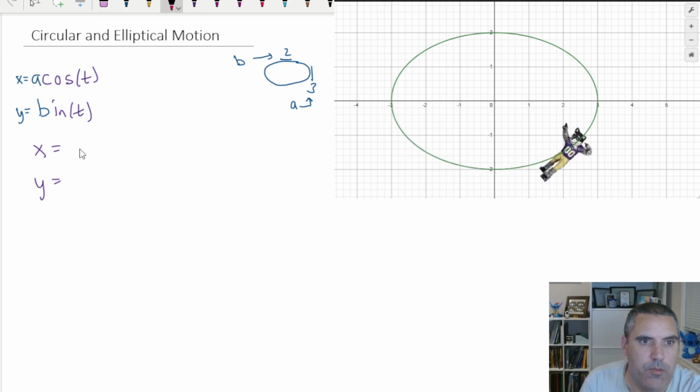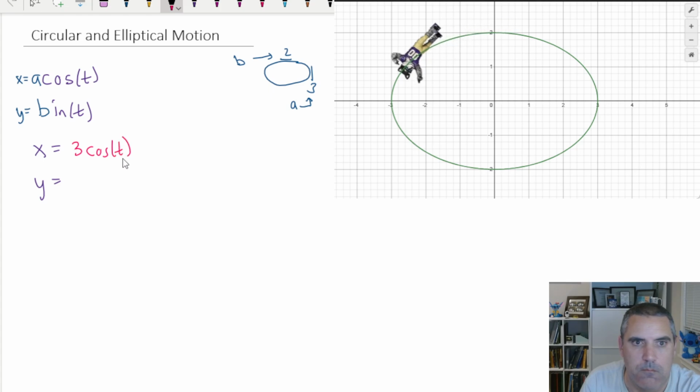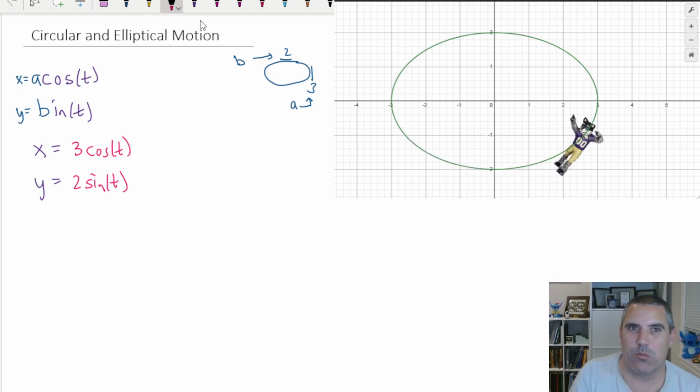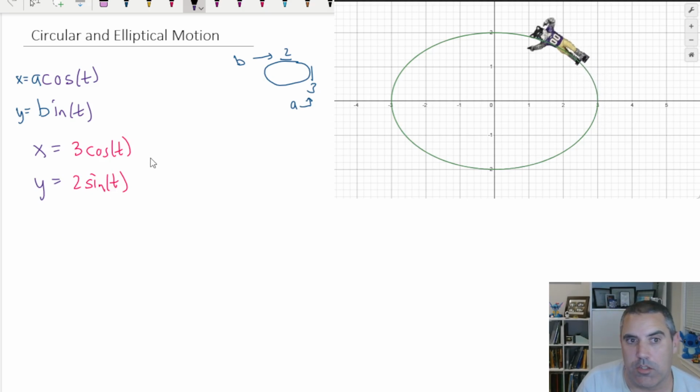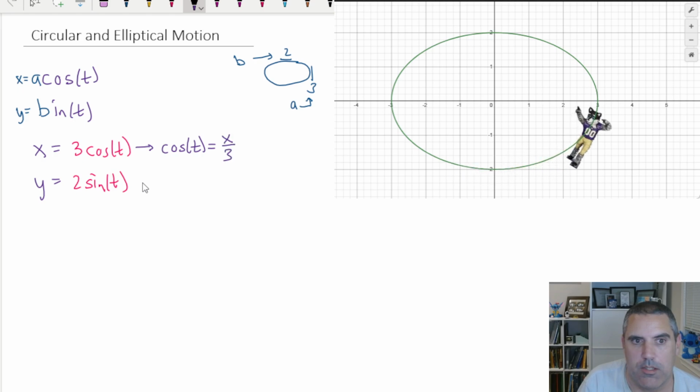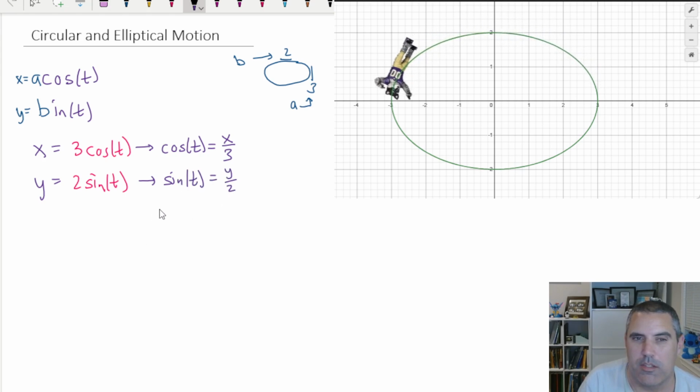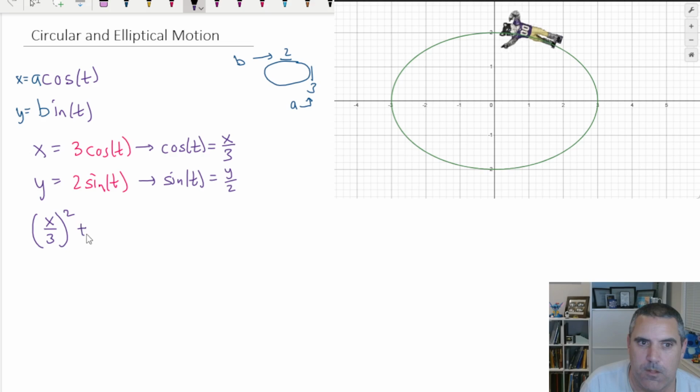Here I would have 3 cosine of t and 2 sine of t. You might say, well, you can't use the same identity, so why does that work? You can think of it in two steps. First, get the cosine by itself, which is the most systematic way: x over 3. Get the sine by itself: y over 2. Then you can use the same identity, that sine squared plus cosine squared is 1. That means x over 3 squared plus y over 2 squared equals 1.